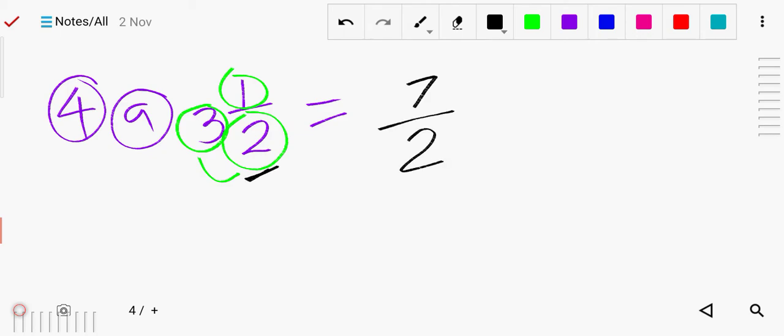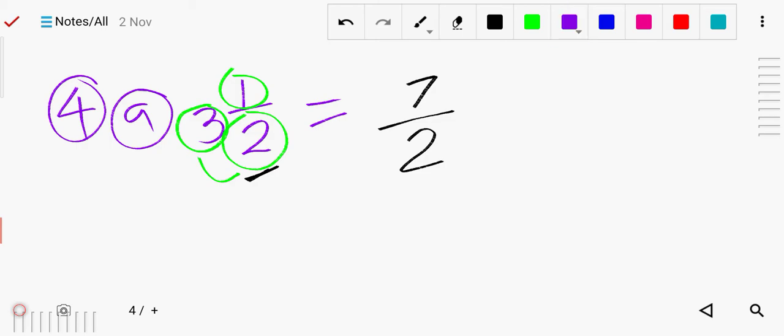Now next step we have to change to the decimal. So how will you change to the decimal? For changing into the decimal, you have to make the denominator a multiple of 10, like 10, 100 or 1000. Try to do it like this. You have to think like that: the denominator should become a multiple of 10.